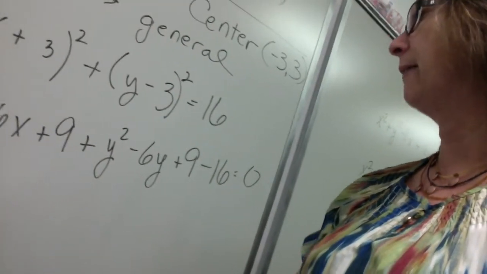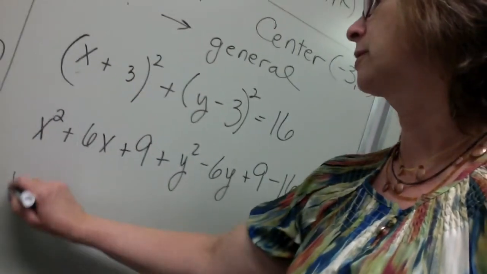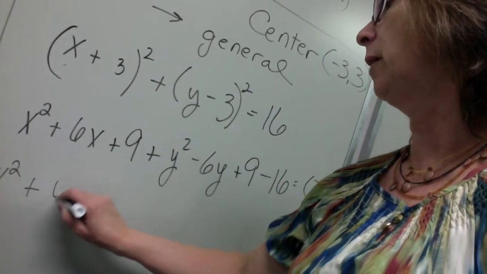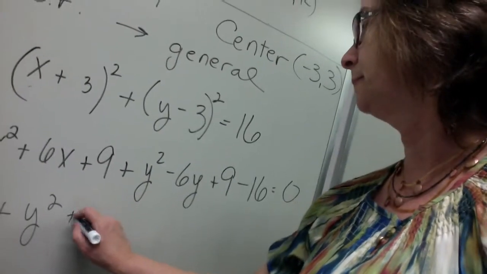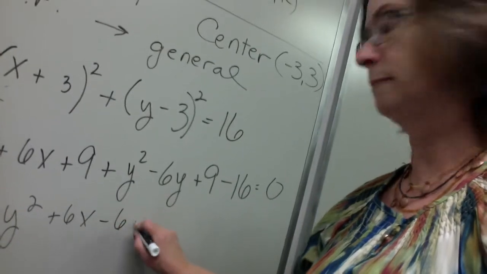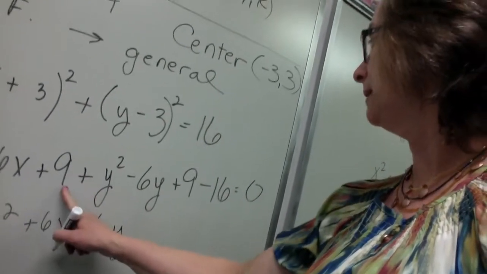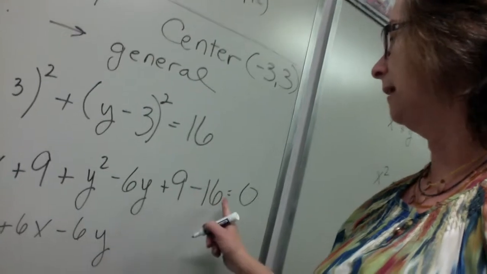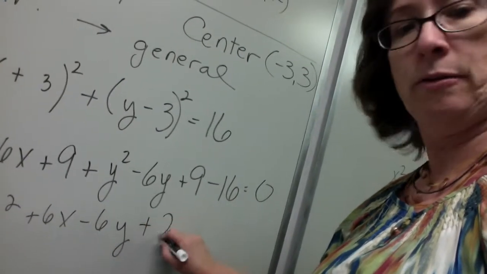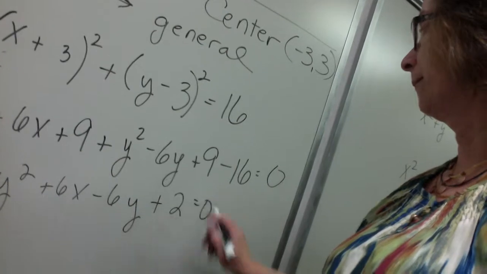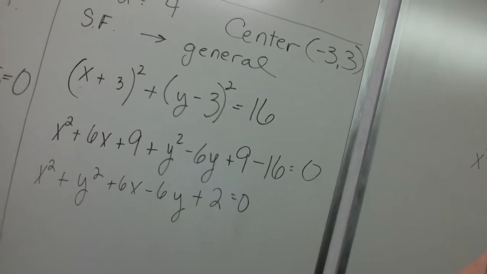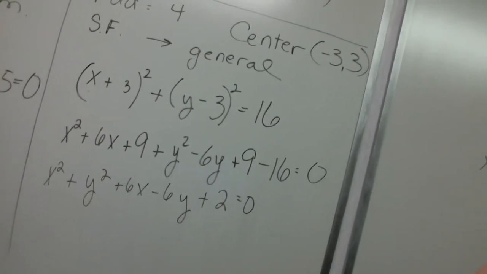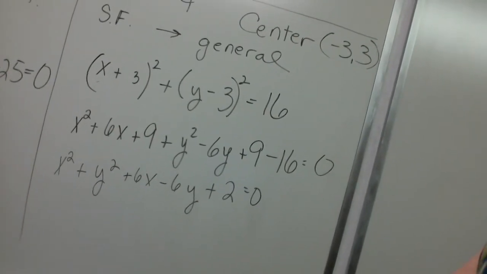Okay, I hit the wrong button there. Now I'm going to need to get things in the correct order. We put our x squared first, then our y squared, then our 6x minus our 6y, and then a plus 9 and a plus 9 is plus 18, minus the 16 is a plus 2, equal to 0. So my completed equation in general form is x squared plus y squared plus 6x minus 6y plus 2 equals 0. And now I'm done.